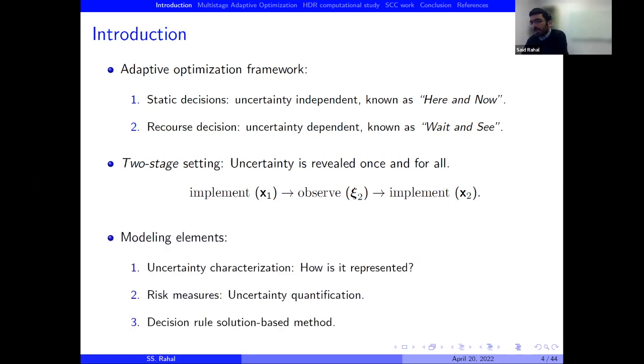From my point of view, I like to organize the modeling flow or process into 3 main elements. First, I usually start with uncertainty characterization. Okay, how it is represented. We need to address this thing called uncertainty. How does it look like? Then the risk measures. Okay, fine. We want to optimize our decisions based on what? Based on a cost function, cost metric, and this cost metric has to be quantified because it is uncertain. And the final element is basically the solution technique based on decision rule-based methods.